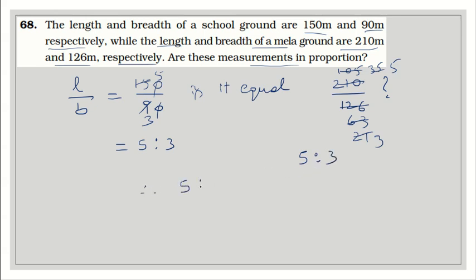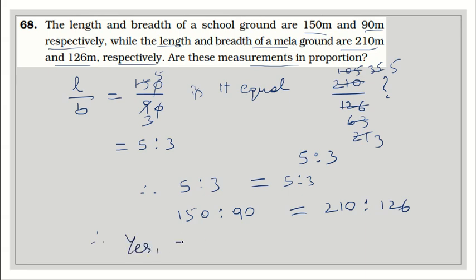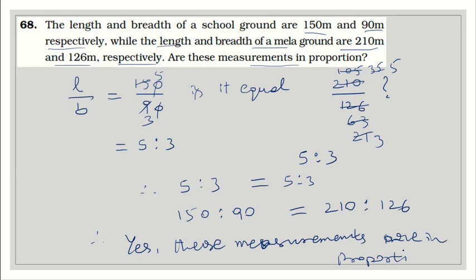Therefore, 5:3 being equal to 5:3, I can say 150:90 is equal to 210:126. That means both of them are in proportion. Thus, I can say yes, these measurements are in proportion. That is how we will conclude. Now, moving on to question number 69.